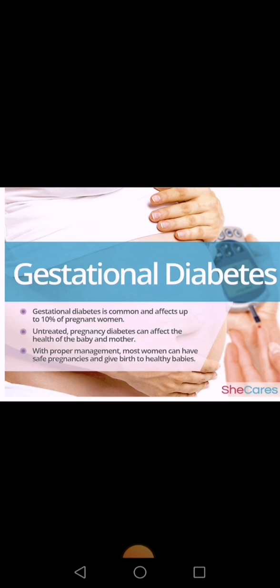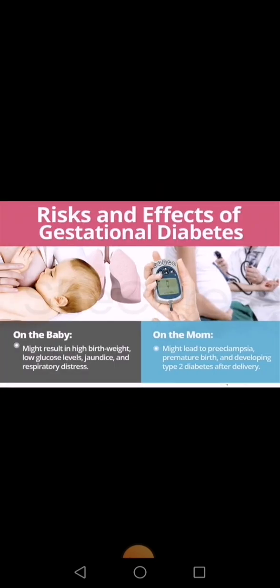be saved. Now here are the risks and effects of gestational diabetes on the baby. What are the risks? Let's say it might result in high birth weight. Now the first risk is higher body weight for the baby, low glucose level inside the baby's body, and jaundice may happen. Now the last is respiratory distress. Respiratory distress may happen in the baby.